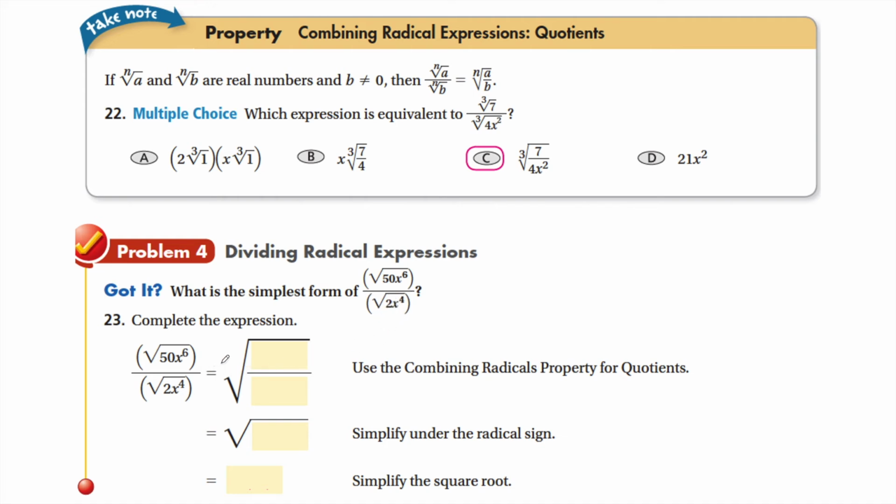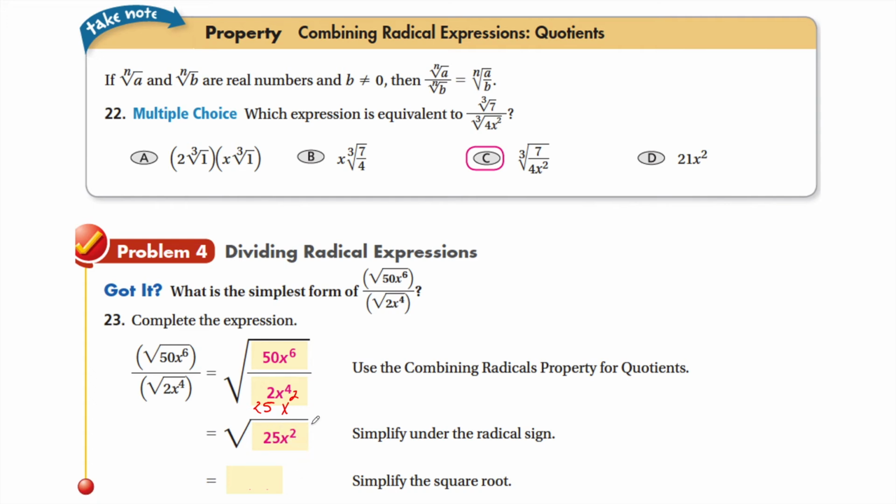Well, I'm just going to rewrite this all into one set. So we have a 50x to the 6th power divided by the 2x to the 4th, and we can do that because they are both the square root. They both have the same index attached to the radical. In this case, the absence of an index attached to the radical, and therefore we can start simplifying it down. So we have 50 divided by 2 gives you 25, and you have x to the 6th divided by x to the 4th. Well, remember, when you divide variables, you're just subtracting the exponents. So we have 6 minus 4 giving you the x squared. So we should have a 25x squared on the inside.